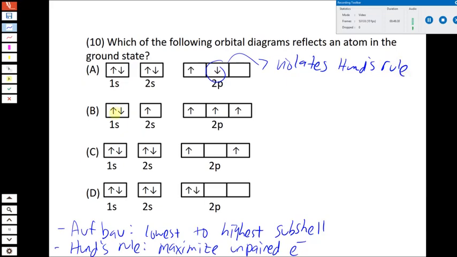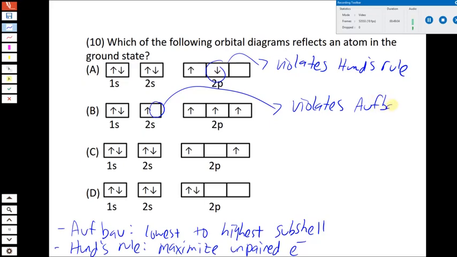In the second configuration here, we have a filled 1s, a partially filled 2s, and then we already started putting electrons into 2p. So we're filling these in the wrong order because we would need to fill up the 2s before adding any electrons to 2p. So again, this empty spot here tells us that we're violating the Aufbau principle, that we're skipping a subshell and going to a higher energy one before that one is filled.